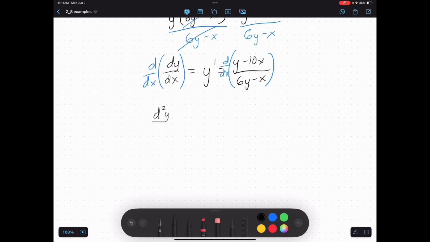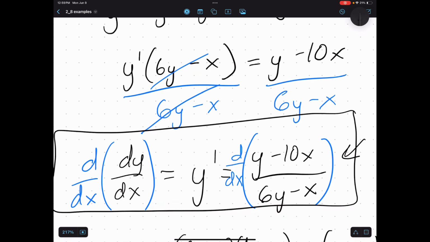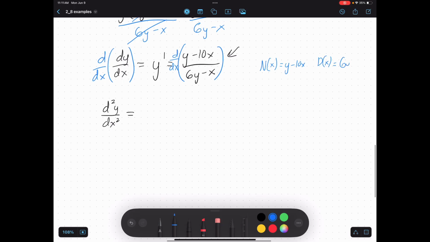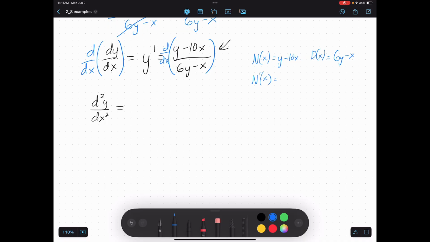So d squared y over dx squared is going to equal, well, tell me, if I want to take the derivative of something like this, what is that going to require? If I'm taking the derivative of a function over another function, that requires quotient rule. So I've got to come over here and say, okay, well, my numerator function is y minus 10x, and my denominator function is 6y minus x. What's the derivative of my numerator? This requires a little bit of implicit differentiation just with this first term. What's the derivative of y? It's y prime. Minus, what's the derivative of 10x in terms of x? Just 10. So I get y prime minus 10.